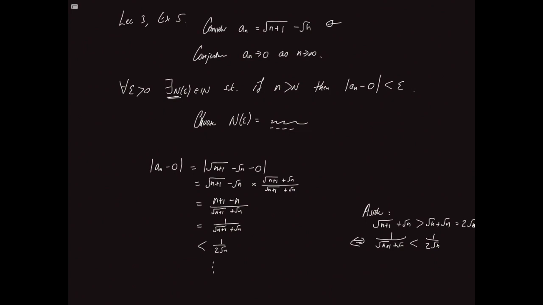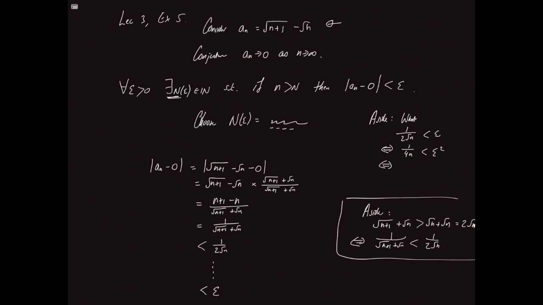Now I want to do a chain of reasoning that says this is less than epsilon. So here comes my second aside. I want 1 on 2 root n to be less than epsilon. Well, that'll happen if and only if, let's square both sides, 1 on 4n is less than epsilon squared, which in turn will happen if and only if 1 on n is less than 4 epsilon squared, which will happen if and only if n is greater than 1 on 4 epsilon squared.